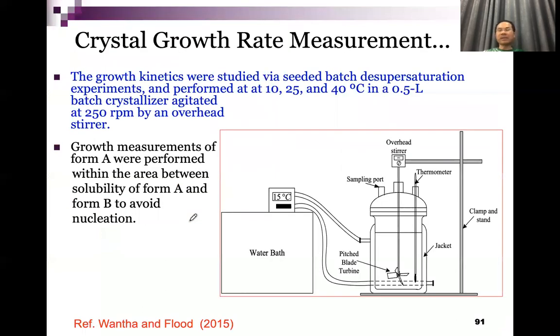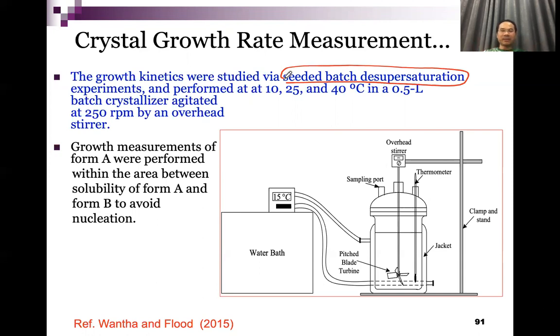How do we measure the growth rate? There are lots of techniques to measure the growth rate. The first technique is based on the supersaturation. What does supersaturation mean? Supersaturation is a concentration that is higher than the solubility.